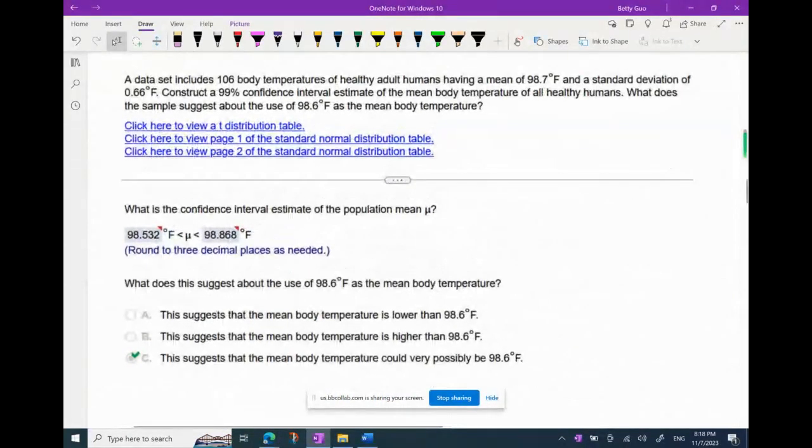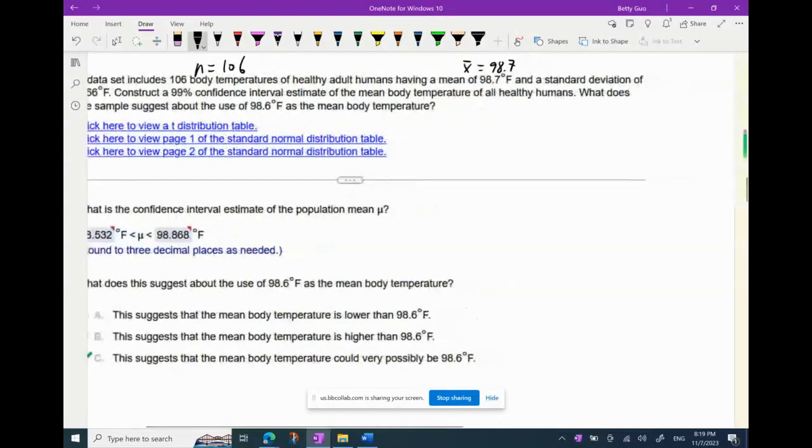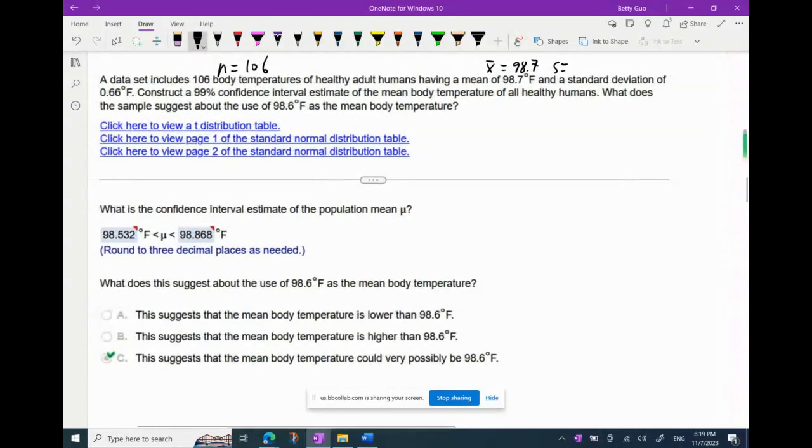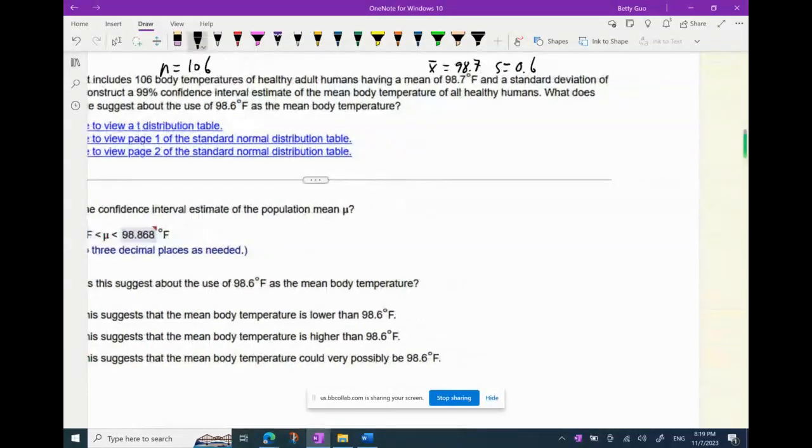A data set includes 106 body temperatures. Well, that's the sample size, right? n equals 106. Body temperatures of healthy adult humans having a mean. So this is the sample mean, given 98.7. And the standard deviation, excuse me, the sample standard deviation 0.66.